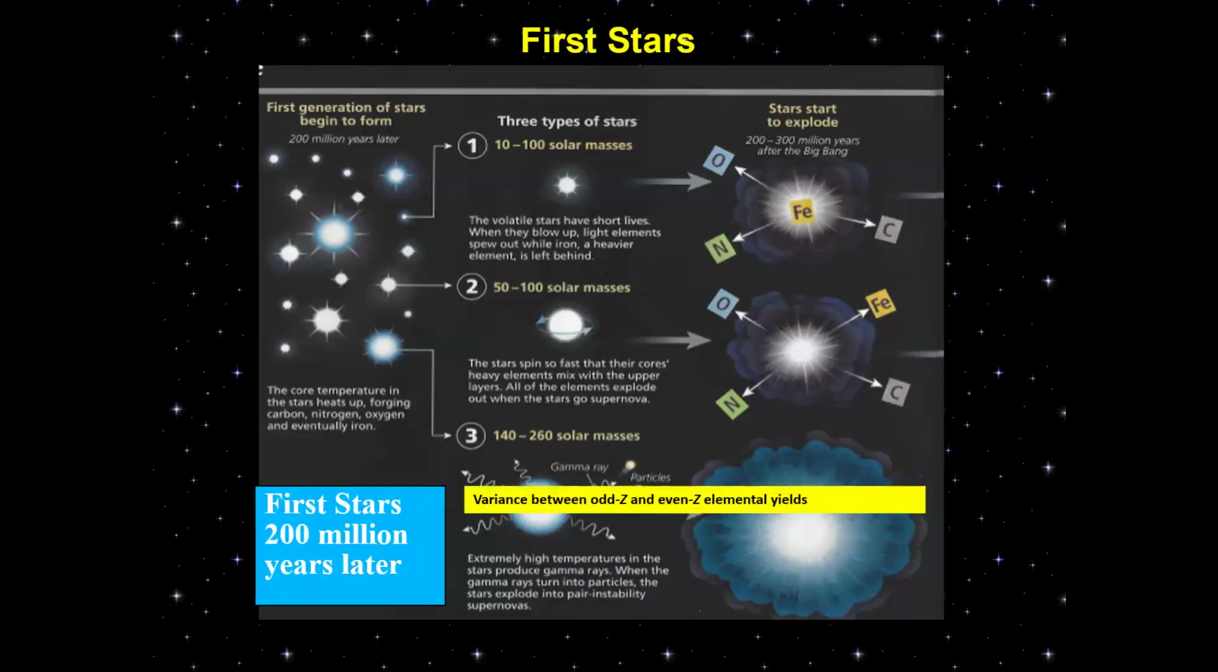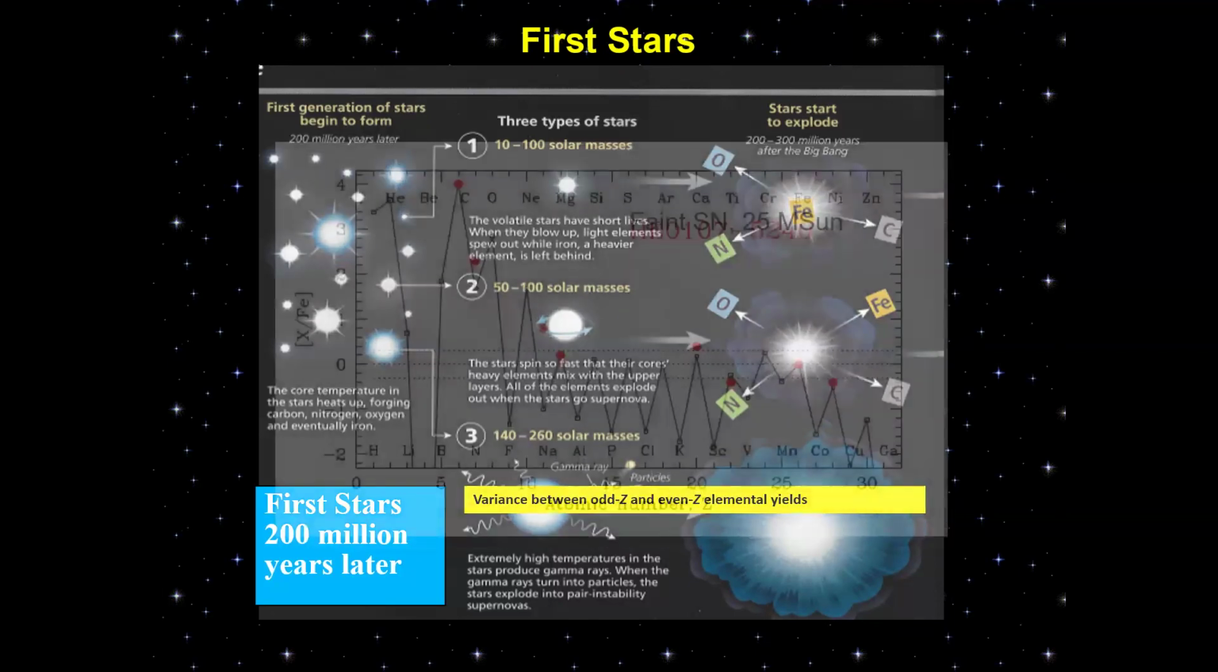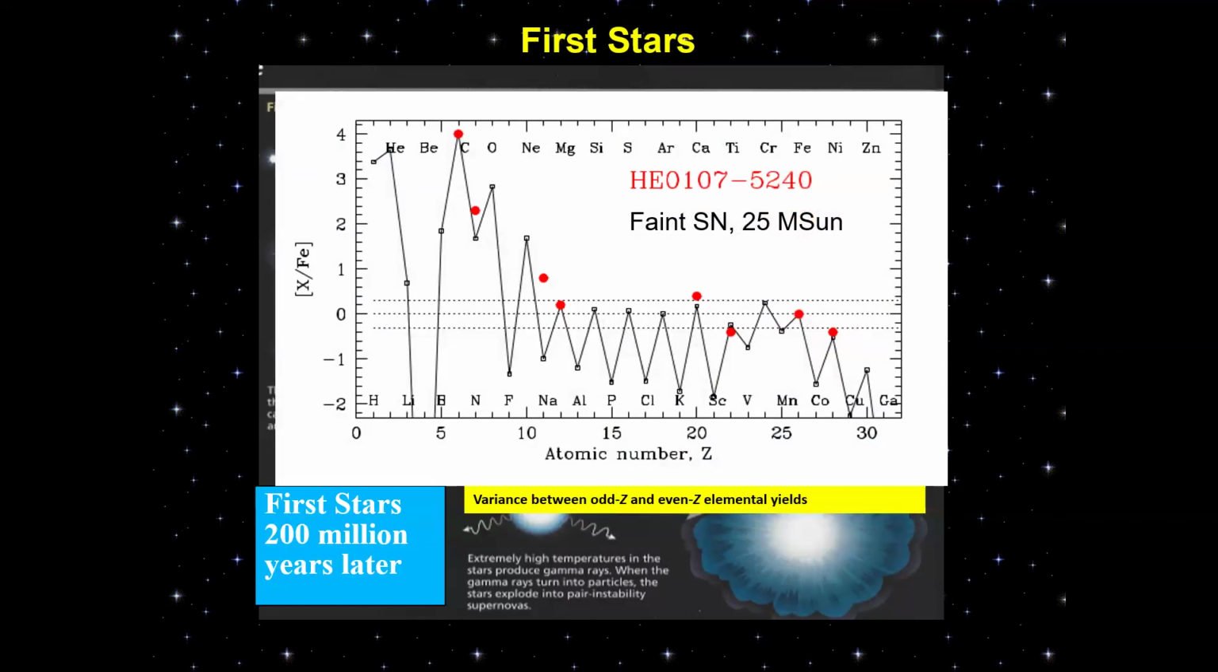It's not clear exactly how we can distinguish the signature of these kinds of first stars if they existed. One way is the variance between odd and even atomic number elements like sodium and aluminum. But I will not address this today, only the first two models.